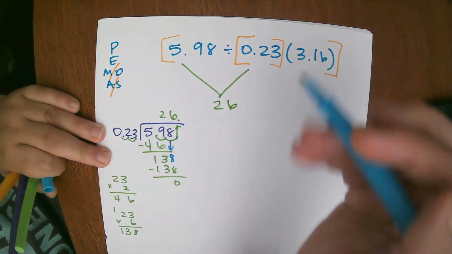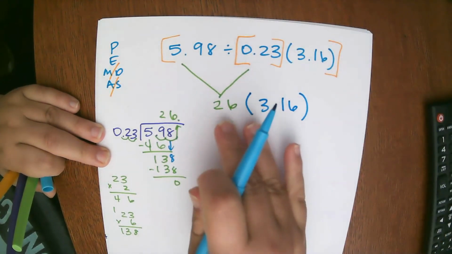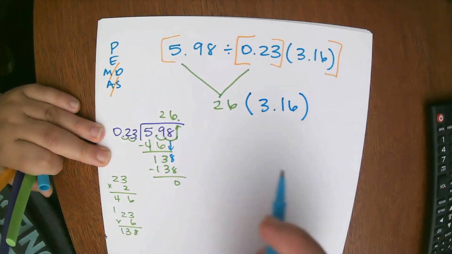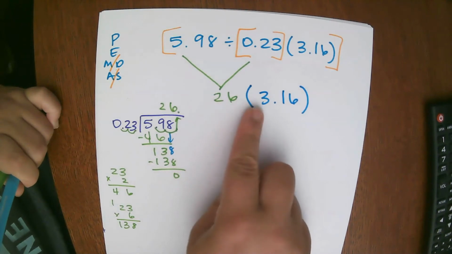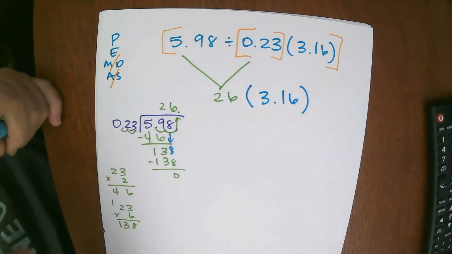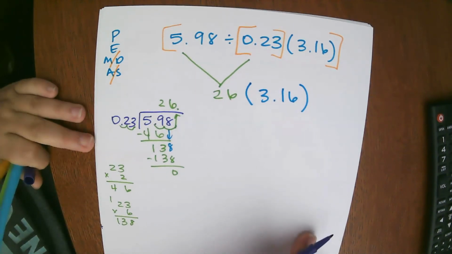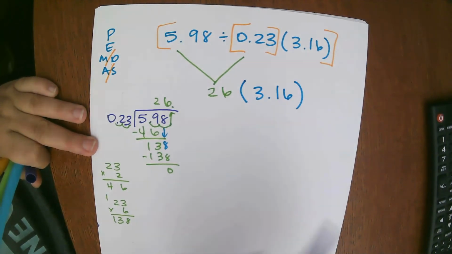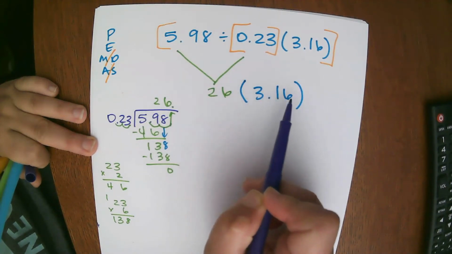And then you're going to bring down, oops, sorry, you guys can't see that. We still have this parentheses and this 3 and 16 hundredths. So bring them down with the parentheses. Don't let go of those parentheses. So bring those parentheses down. And so now you have a multiplication problem. You have 26 times 3 and 16 hundredths. So let's work that out.